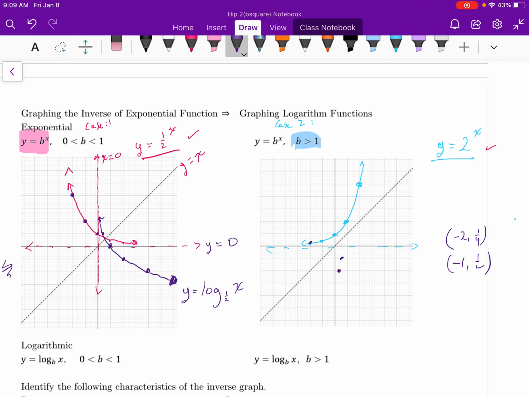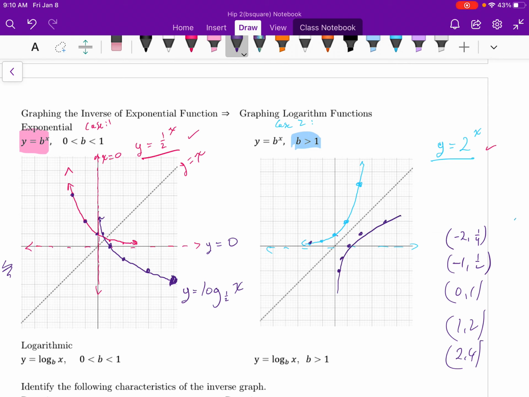There. This point is (0, 1). It turns into (1, 0). This point over here, oh, now I have a point (1, 2), which is going to turn into (2, 1). Now this point here looks like it's (2, 4), so it's going to turn into (4, 2).